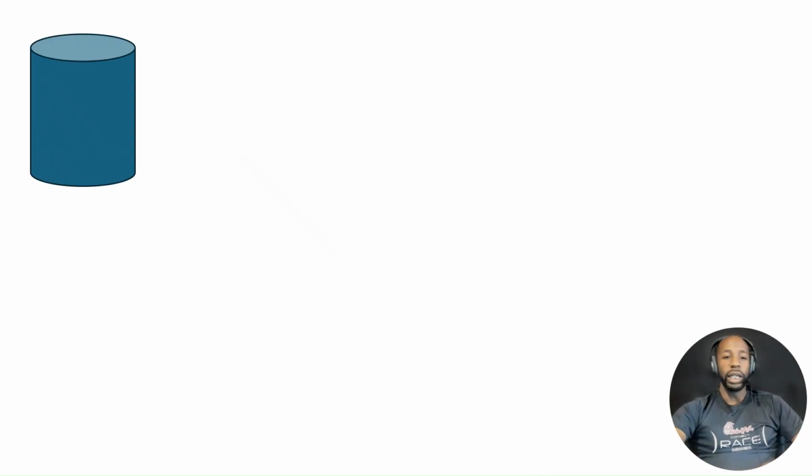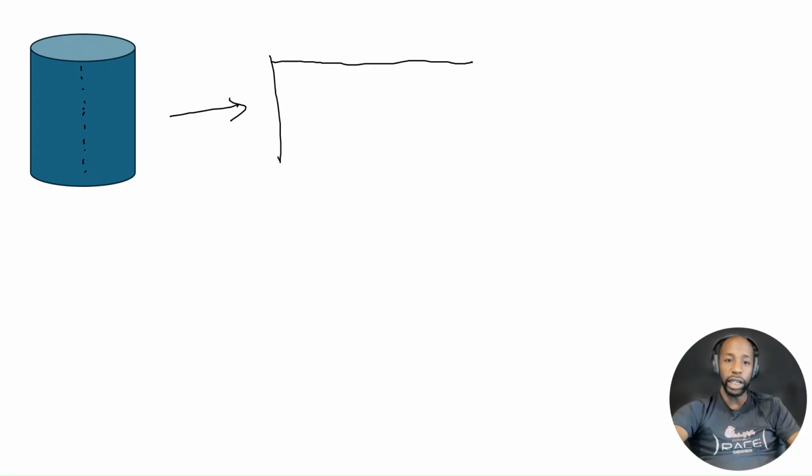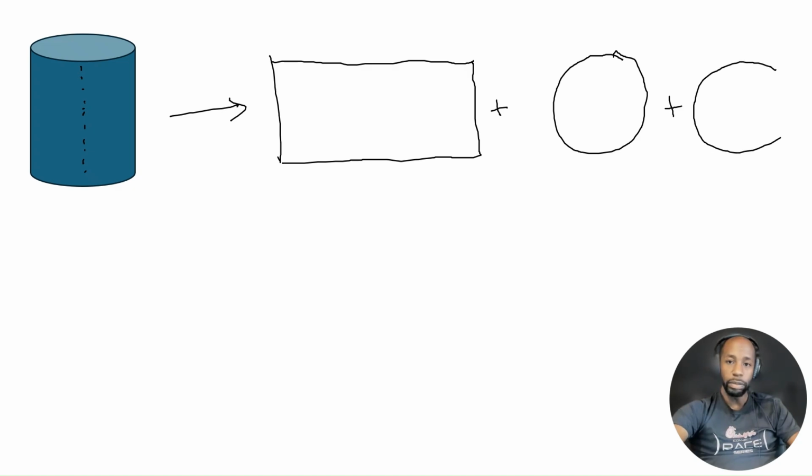Another common shape is a cylinder. Now let's keep in mind what a cylinder is. If you think about it, if we were to slice this down the middle, you would see that this is basically a rectangle plus a circle up top plus a circle on the bottom, right?